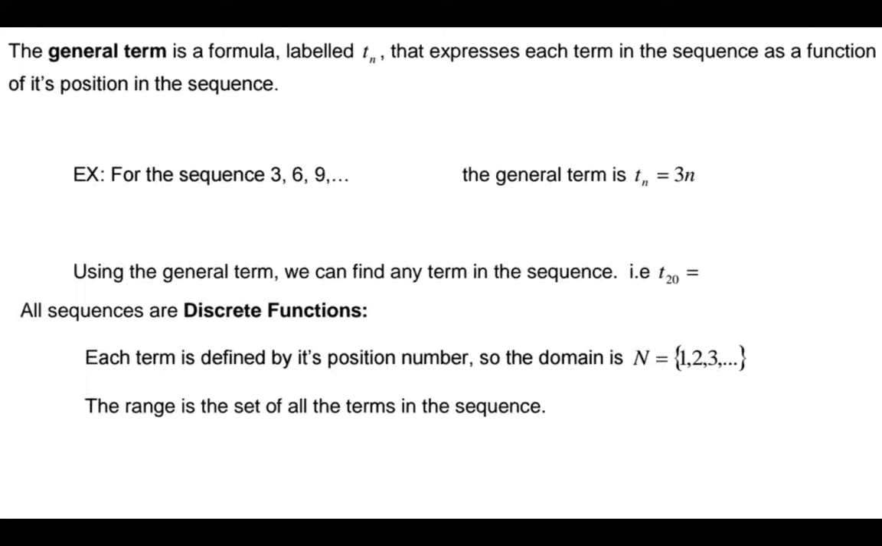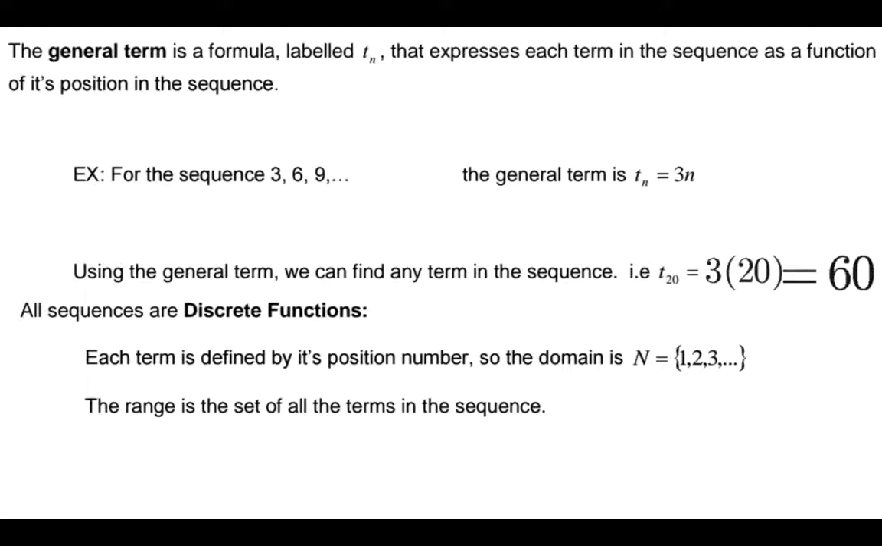The general term is a formula, so it's Tn, meaning any term, that expresses each term in the sequence as a function of its position in the sequence. For the sequence 3, 6, 9, the general term would be 3n because you can just multiply everything by 3. Using the general term, we can say that T20 would be 3 times 20, so we get 60. A general term is really powerful because you can just plug in a number and you can get that term.